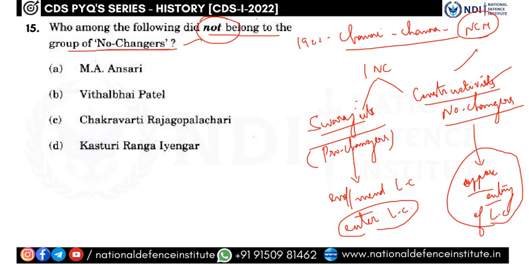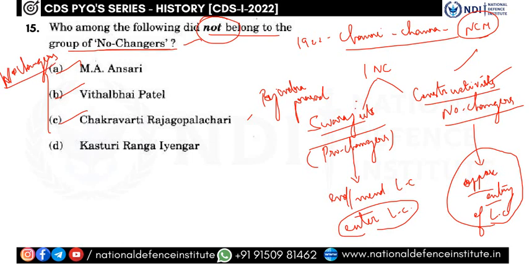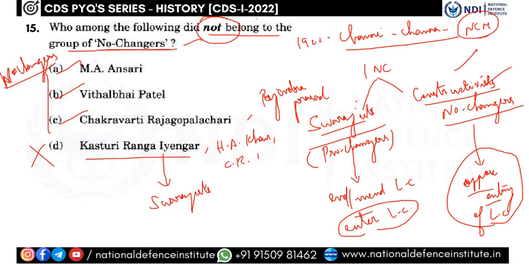The very famous no changers are M.A. Ansari, Vithalbhai Patel, C. Rajagopalachari, and also Rajendra Prasad. All are no changers, or constructivists. They wanted the Gandhian program to be followed, except Kasturi Ranga Iyer. Kasturi Ranga Iyer is a Swarajist. Hakim Ajmal Khan, H.A. Khan, C.R. Das, Chittaranjan Das, and also Motilal Nehru.